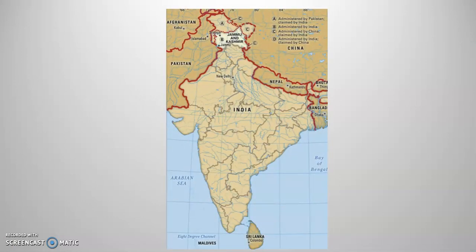Here's a map of India and Pakistan. And you can see up here in the north, this is where Jammu and Kashmir, or what we're going to refer to as Kashmir, is at. So this takes a little historic explanation.